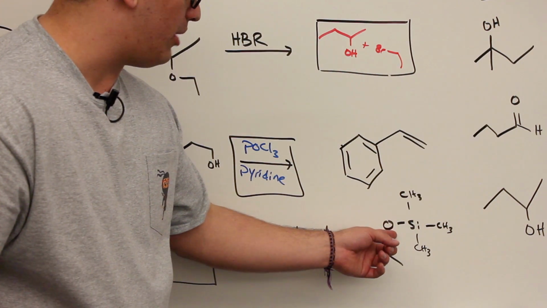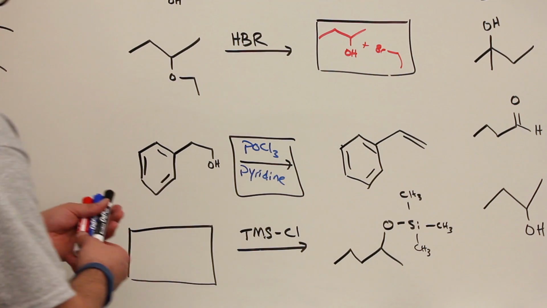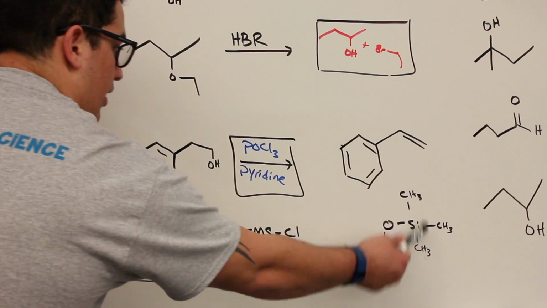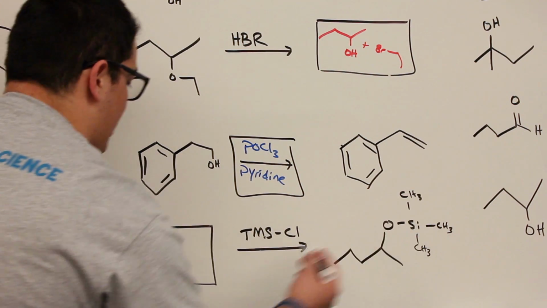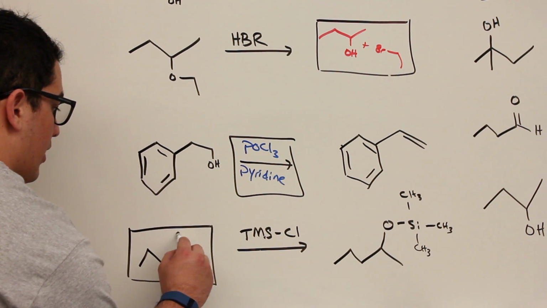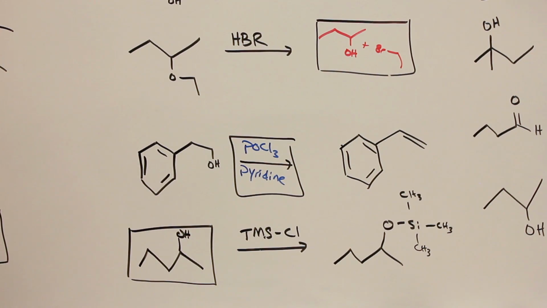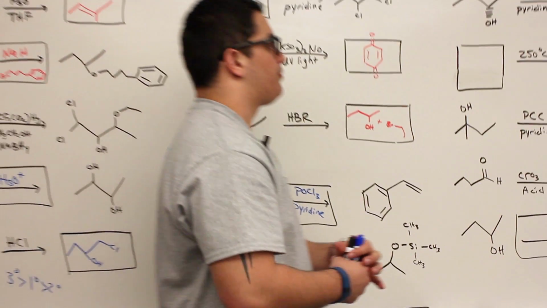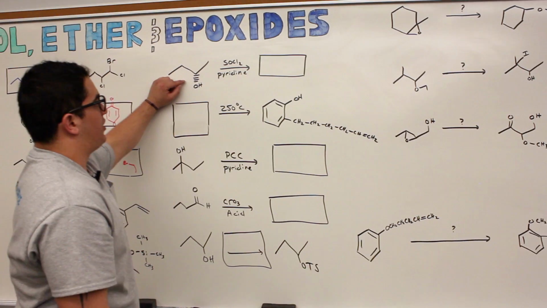So this had to previously be an alcohol. So this would be an alcohol right here. So just get rid of the trimethylsilane right there, and then just put an alcohol there. So boom, boom, boom, boom, and then the alcohol. So that's a protecting reaction. Let's keep going. Now we have to take into consideration stereochemistry.